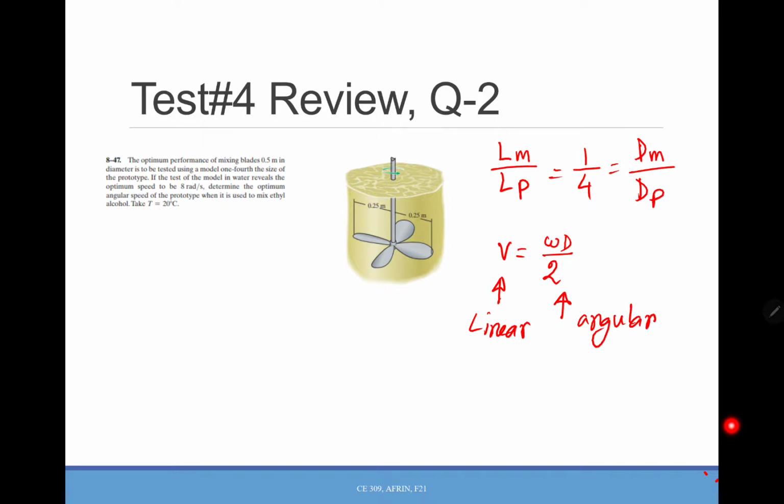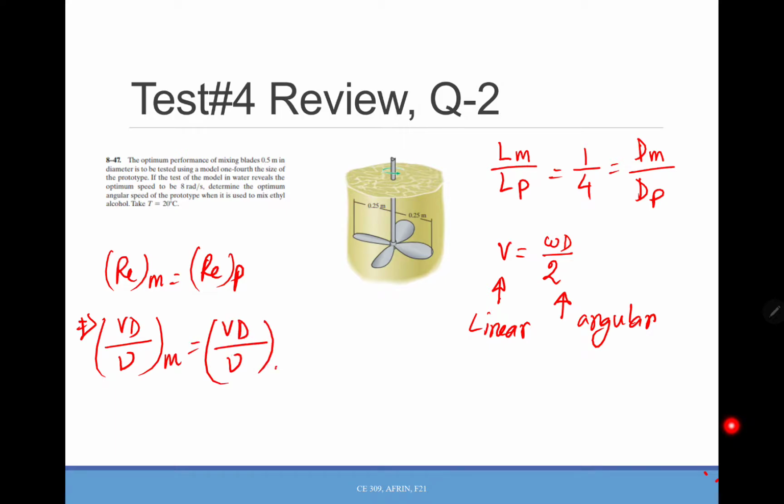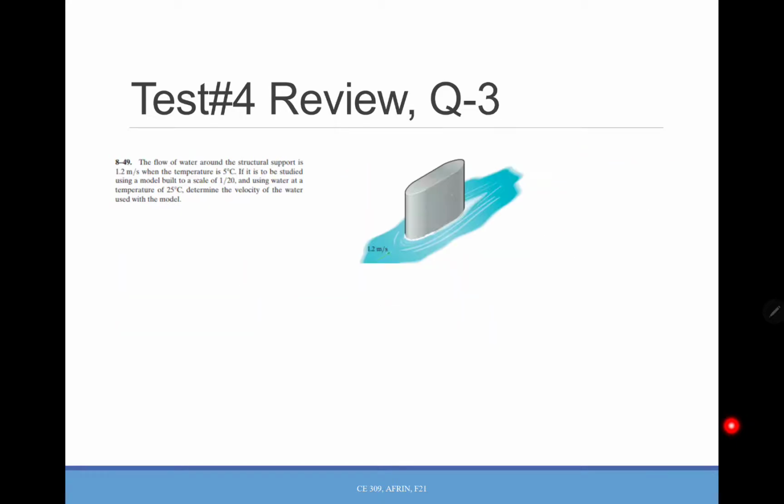And now we need to think about which number we need to use. Since water is in contact with this blade, viscosity and viscous force, or the surface resistance, is the prominent force here. So we need to use the Reynolds number again: V d over viscosity, and for this V you will use this relation. Okay, so that is for question number 2.